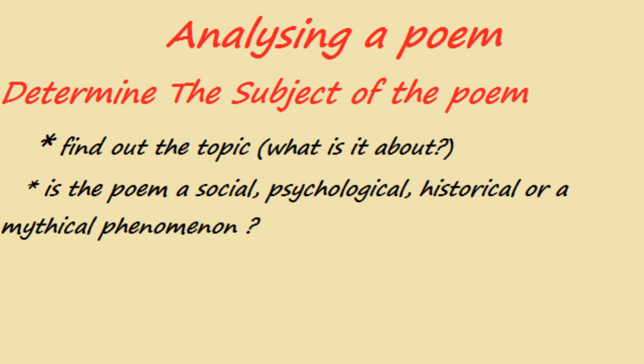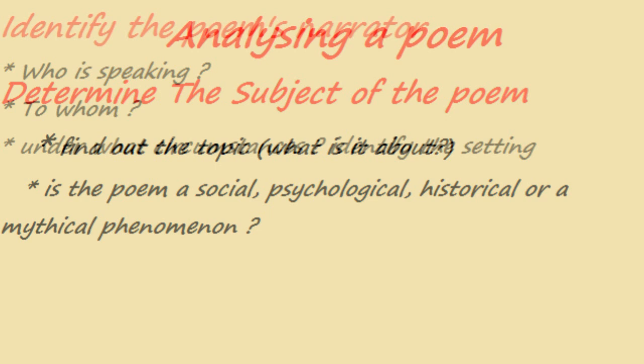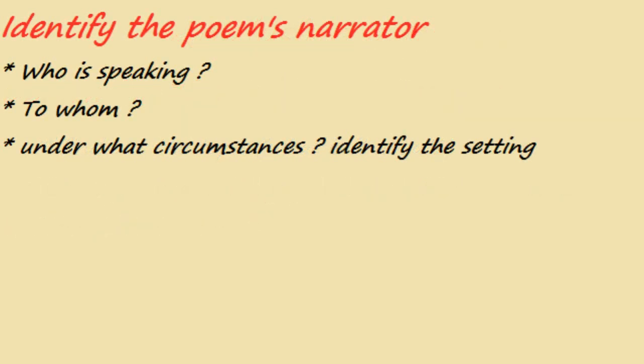The second point of this first step is to identify whether the poem is a social, psychological, historical, or even a mythical phenomenon. This is very important. The second step is to identify the poem's narrator. How do we do that? We need to know who is speaking, to whom, and under what circumstances. Circumstances meaning to identify the setting. A setting is the space, the time in general, and some minor details concerning that.